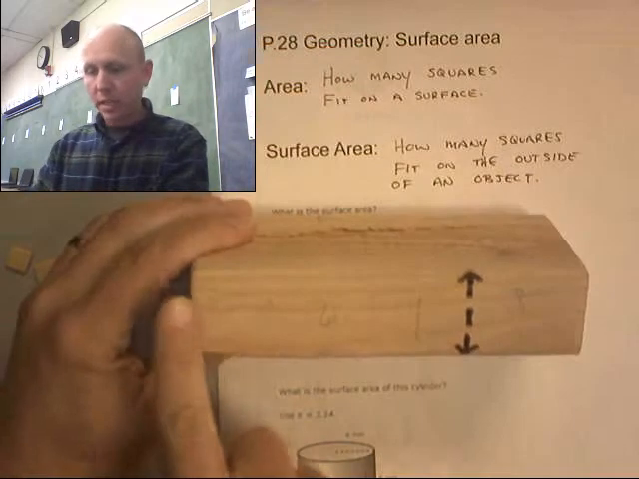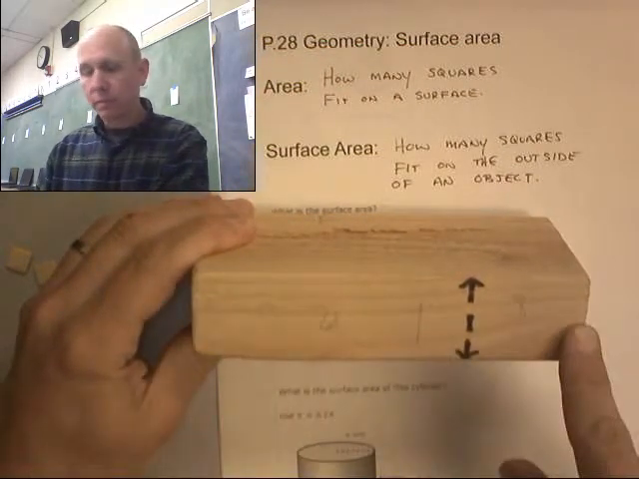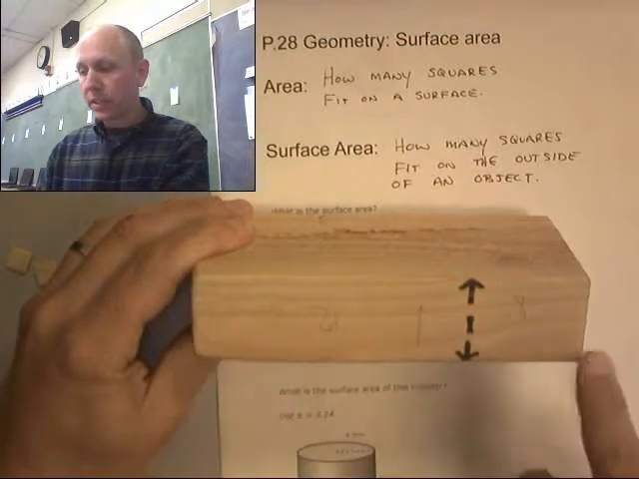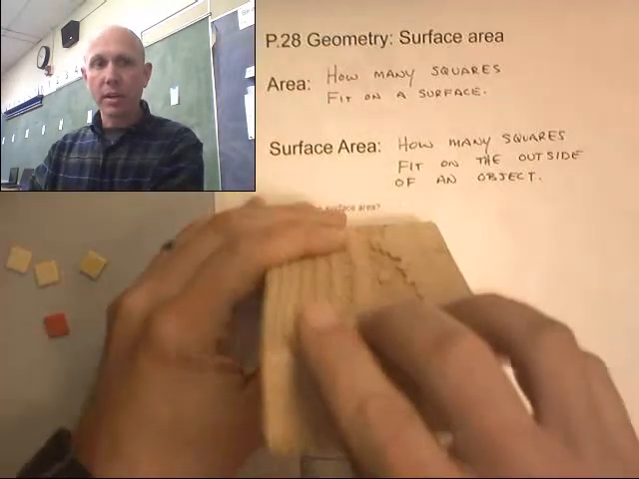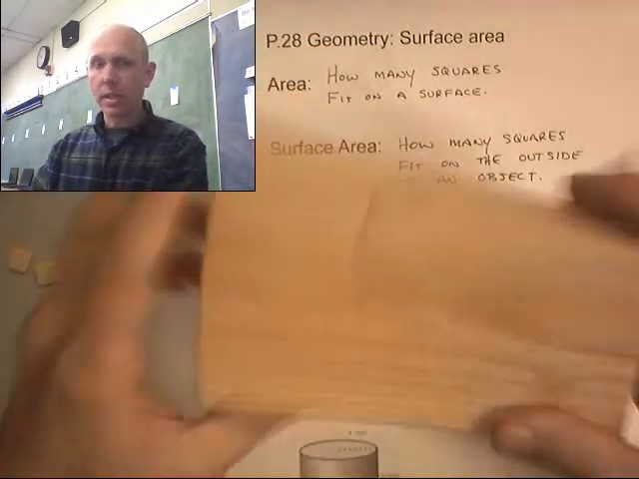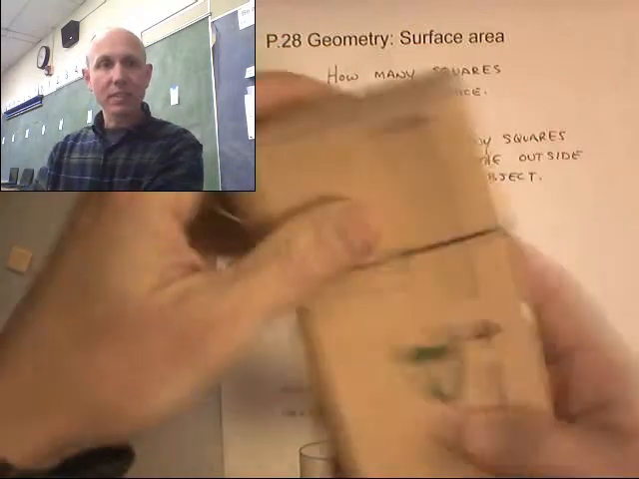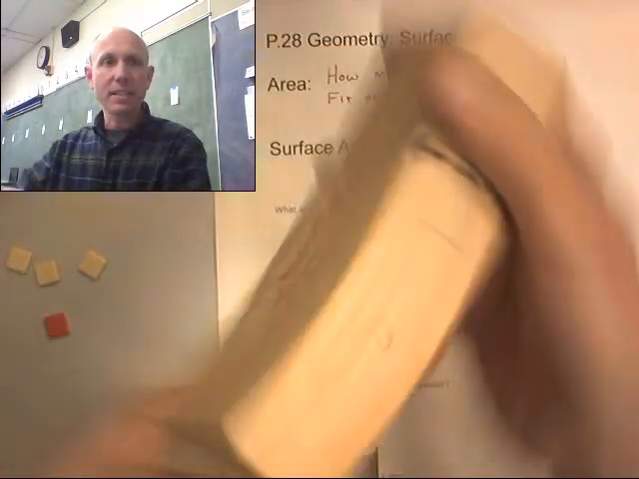What I'm going to end up doing is I'm going to find the area of this one surface, which is just base times height. I'm going to come over here and do base times height. Come to here. Did I do this one? I don't remember. Base times height. I have 6 of these to do. 6 sides of this.